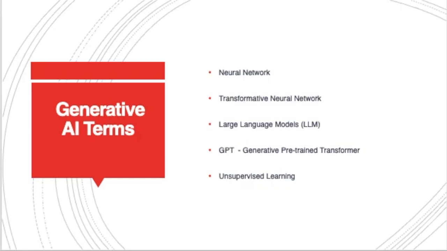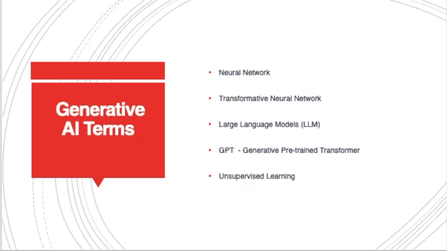What are transformer neural networks? Transformer neural networks in generative AI are advanced models capable of learning intricate patterns and generating diverse, contextually rich content. Large language models, or LLMs. Large language models in generative AI, such as GPT-3, are advanced neural networks with unprecedented language understanding, capable of generating human-like text across many applications, from natural language processing to creative content creation.